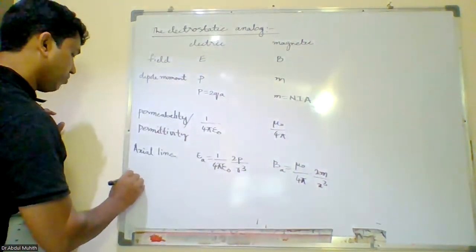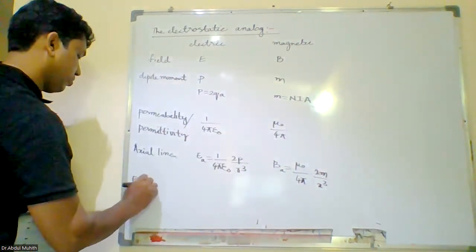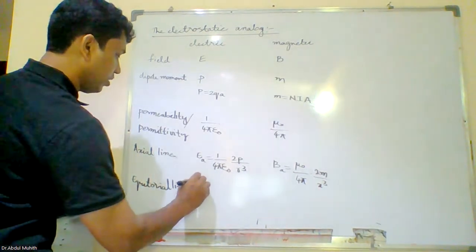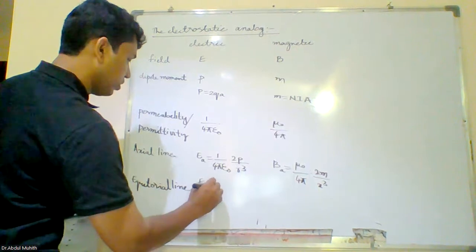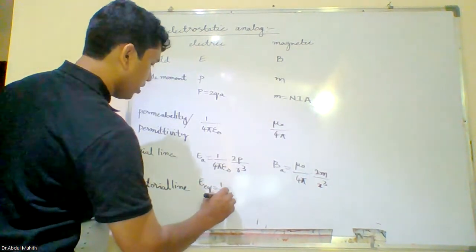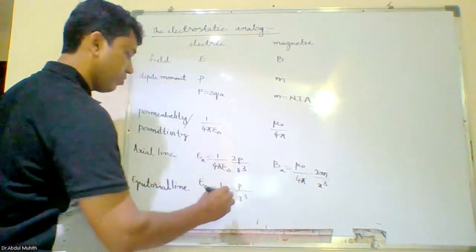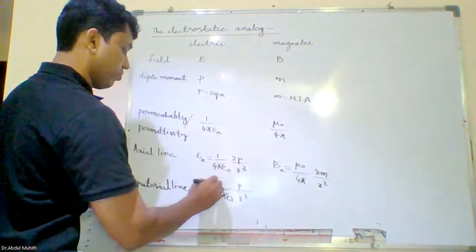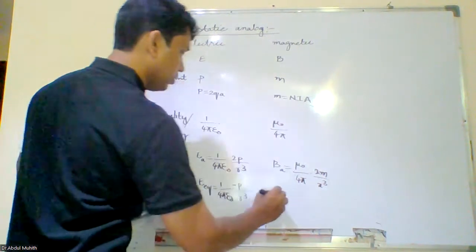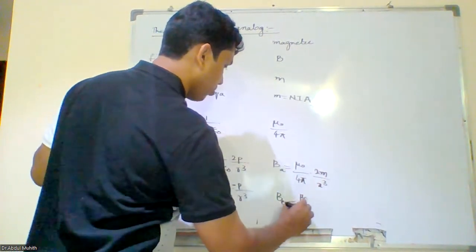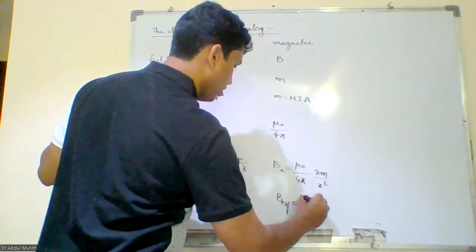Similarly, for equatorial line, what is the formula? E equatorial is equal to what? 1 by 4 pi epsilon 0. We are just comparing, no? Into minus p by r cube. Here, B for equatorial line, the formula is mu 0 by 4 pi into m by r cube.